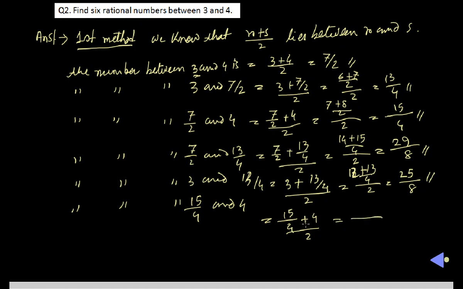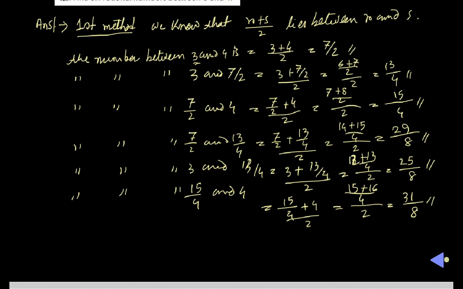Okay, the upper part LCM is 4. Here it is 15 plus 4 times 4, that means 16. So the denominator becomes 8, and the numerator becomes 15 plus 16, meaning 31. So those are the numbers. Those are the numbers that lie between 3 and 4.